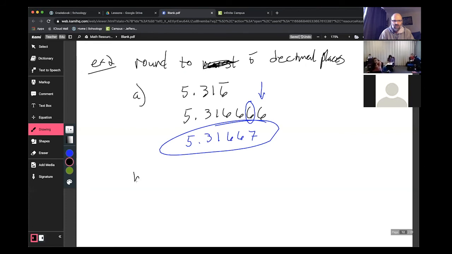Let's see if you can do this one by yourself. Round this to 5 decimal places, 25.405 repeating. Okay, see if you can round that.